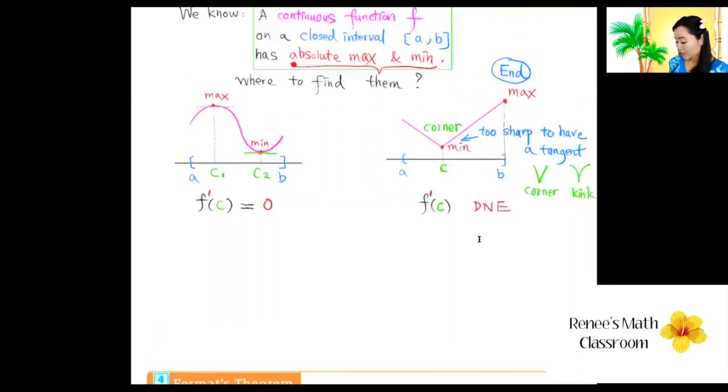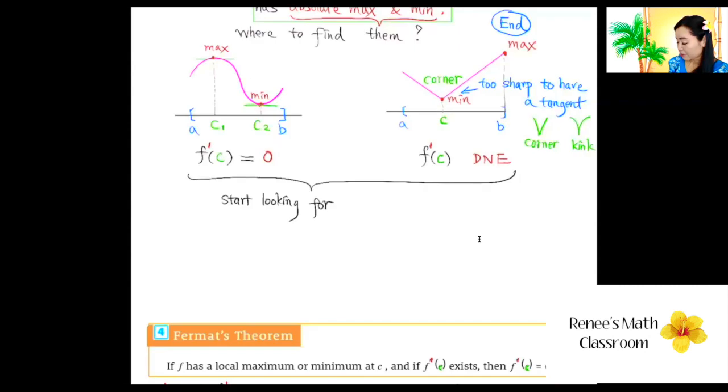We can start looking for absolute maximum and absolute minimum at the places where the first derivative equals 0, or the first derivative does not exist, or at the endpoints. So you first look at the local maximum and local minimum, and then later compare them with the endpoint values, then you can find the absolute max and absolute min.